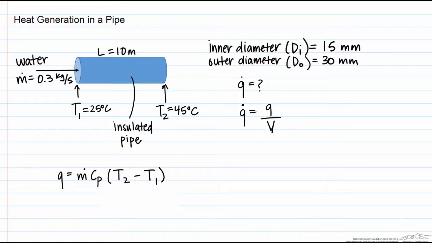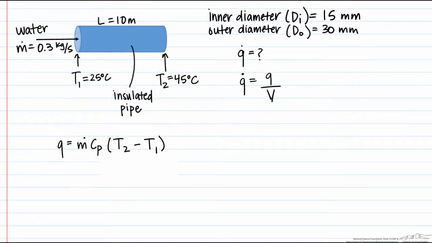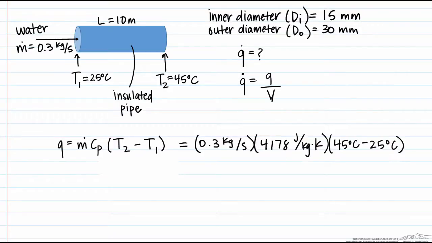So let's start by solving for Q. So our Q is going to equal our mass flow rate, 0.3 kilograms per second, times the heat capacity of water, which is 4,178 joules per kilogram K, times the difference in temperature. And this is going to equal 25,068 watts.